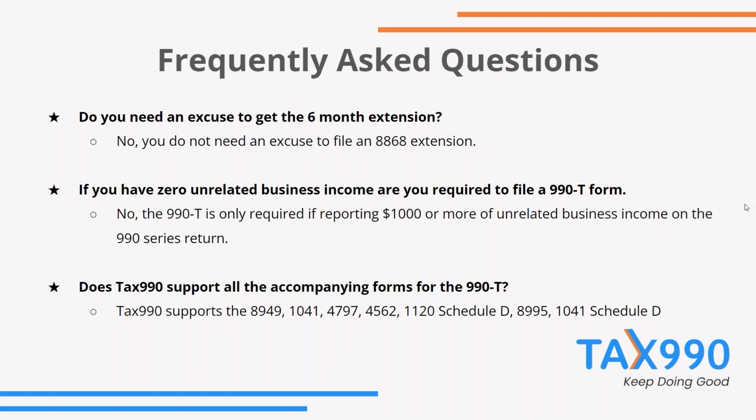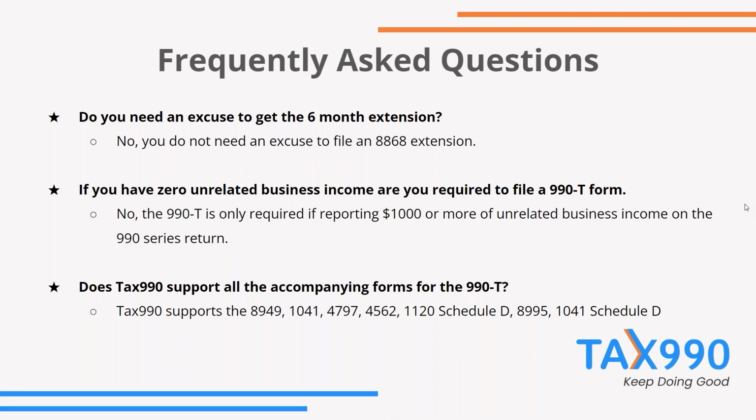Do you need an excuse to get a 6-month extension? No, you do not need an excuse to file an 8868 extension as long as you file the extension before or on your original deadline. You don't need to provide an explanation for the extension. If you miss the deadline, then you need to just file the 990 series form. You cannot file an extension form after your deadline.